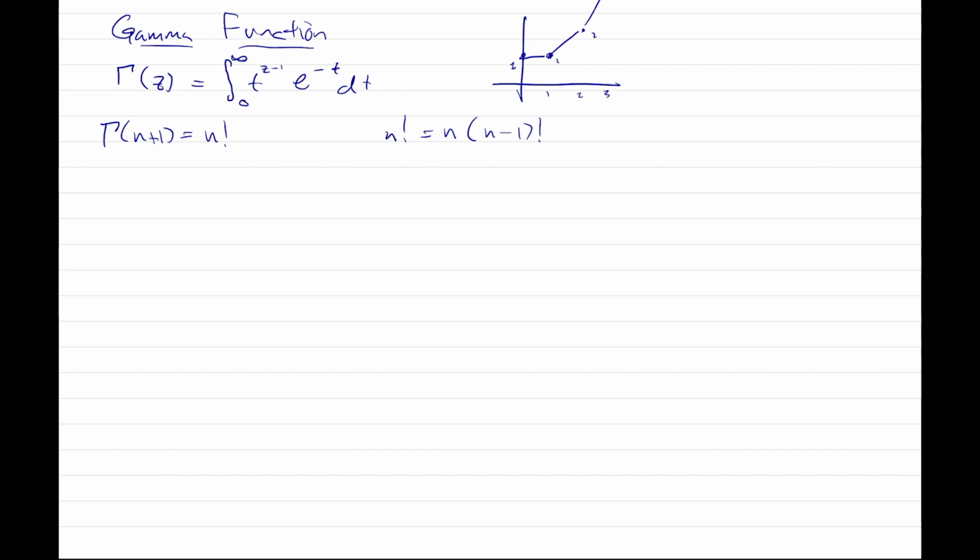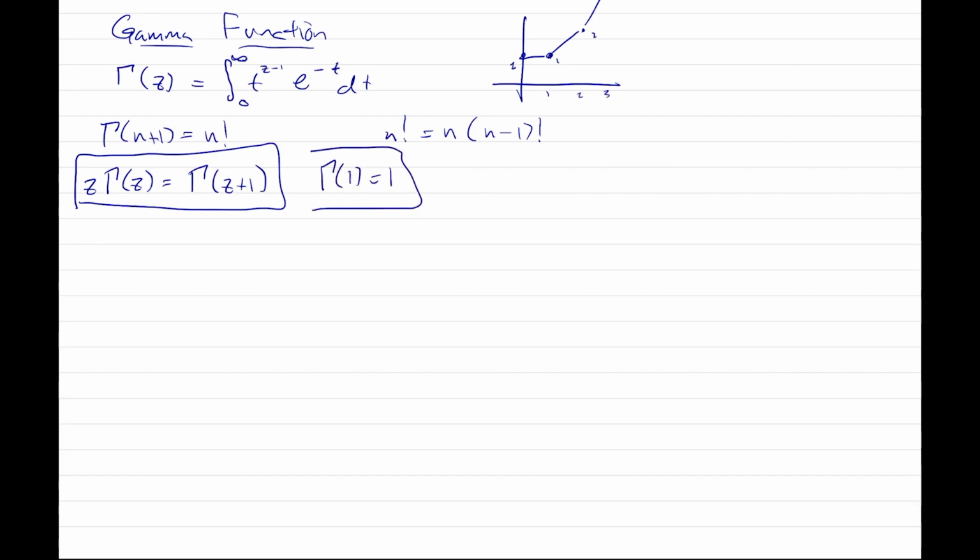So Euler decided to make a generalization and he made one that respects this. So basically for all z, and we write z because this is complex, we can use complex variables. And the idea is this: we have this nice identity where the gamma function satisfies this, and if, in fact, we add in that gamma of 1 is equal to 1, then this uniquely defines the gamma function, just these two relations.